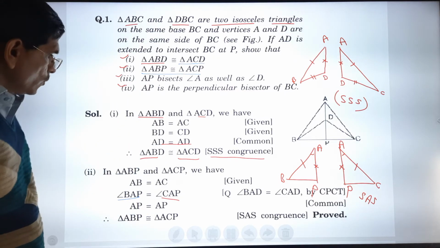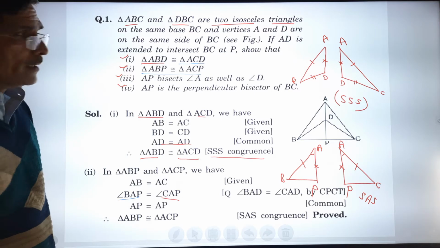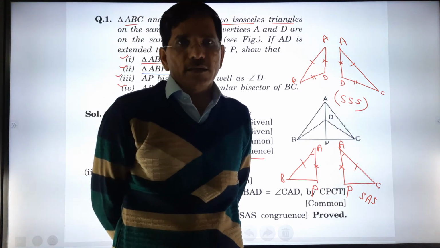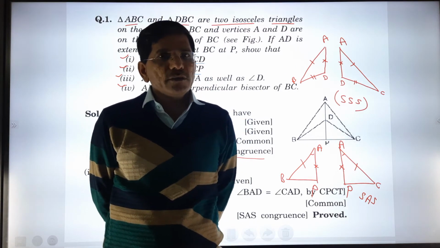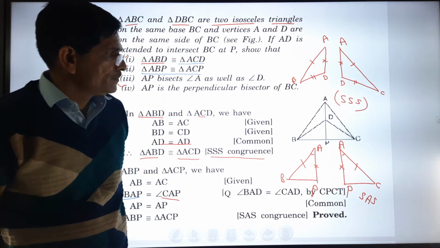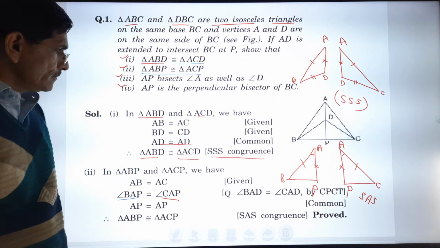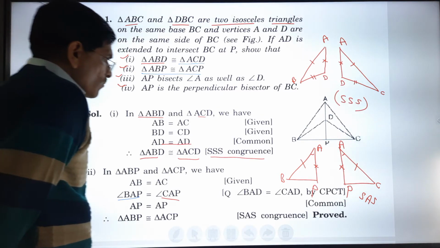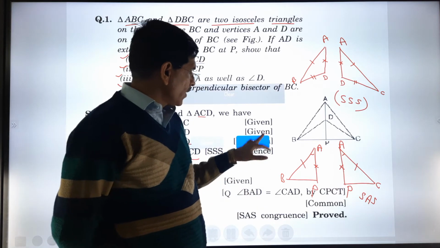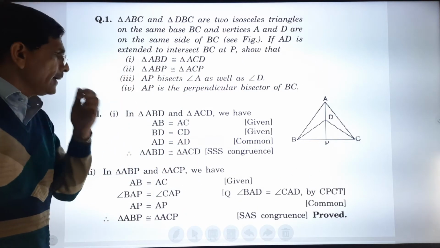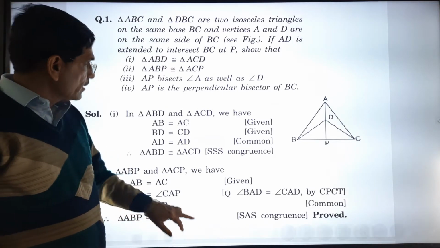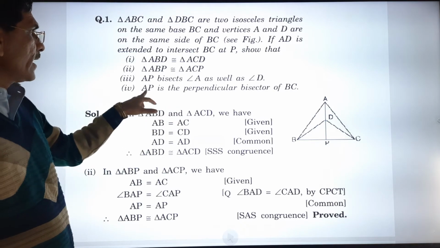Out of the four, two I have already explained. And again I say to you, whatever we are discussing in the online lecture, you have to write everything in your rough notebook. So that is question number 1, part 1 and 2. Already I have cleared. Now next, the third and fourth parts, bisectors and perpendicular.